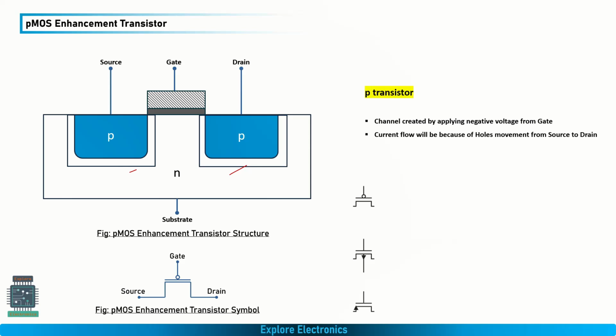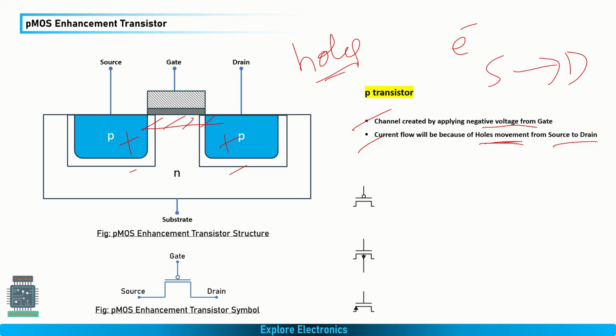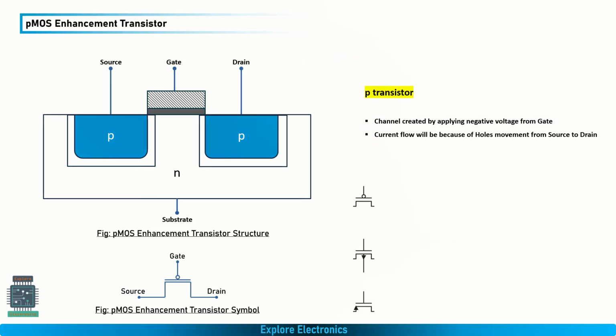Coming to the working, the channel will be created by applying a negative voltage from the gate, and current flow will be because of the movement of holes from source to drain. Here, because this is P, positive free charges are there, and the region created over here will also be of P type. Because of the movement of holes, there will be a current flow. In the N transistor, the current flow is because of the movement of electrons. Electrons will move from source to drain, so the conventional current will be from drain to source. Here holes will move from source to drain, and the current will also flow from source to drain, right? That is about the nMOS transistor and the pMOS transistor.